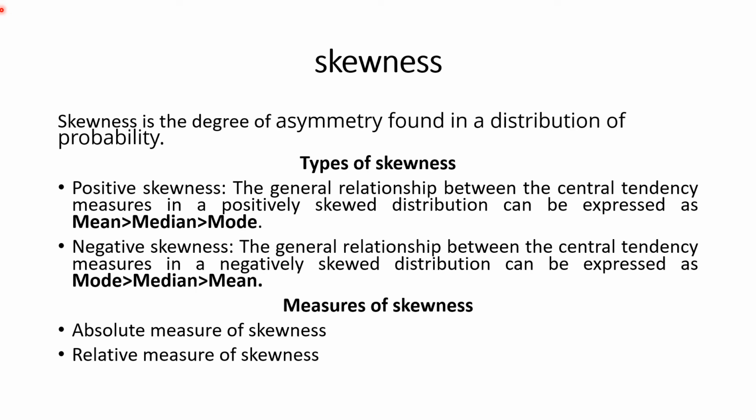The second one is relative measure of skewness. Relative measure of skewness is also known as coefficient of skewness. It is defined as an absolute measure of skewness expressed in relation to some measure of dispersion. And here the different methods under relative measure of skewness are Karl Pearson coefficient of skewness, Bowley's coefficient of skewness, and Kelly's coefficient of skewness.